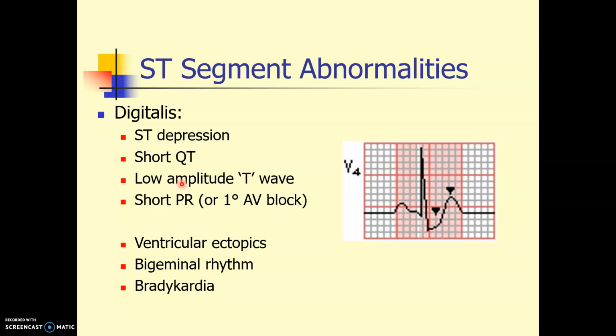With increasing severity of toxicity, patients may develop ventricular ectopic beats, bigeminal rhythm, and bradycardia. It's important to identify the non-cardiac signs of digoxin toxicity when dealing with patients on digoxin, because sometimes these may either precede or portend the ECG changes, and these may often include nausea, vomiting, and visual changes, particularly colored halos around objects in the visual field.